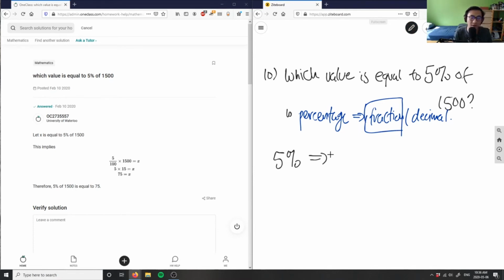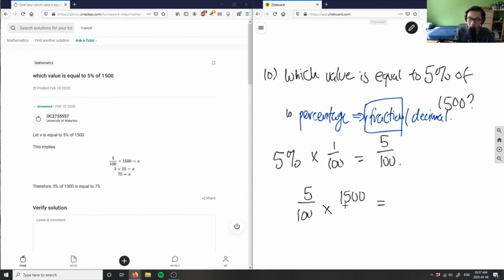To a fraction here, again, I simply have to divide by 100, right? So I can simply say times 1 over 100. This here would be 5 over 100 here. And this here is my fraction form of the percentage 5%. And what I could do is I can now take 5 over 100. I'm going to multiply that by 1500 to solve for what the value is equal to 5% of 1500, right?